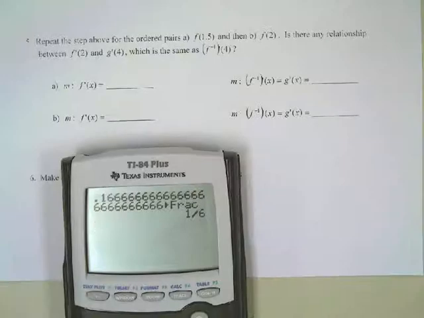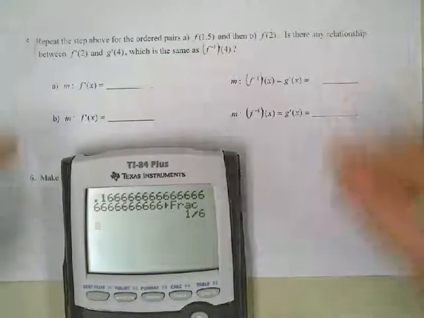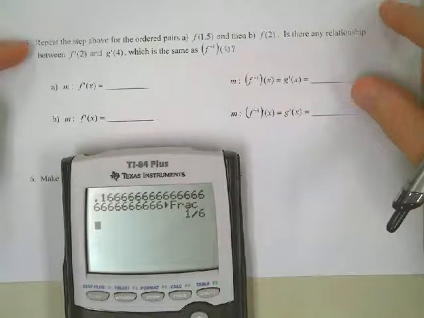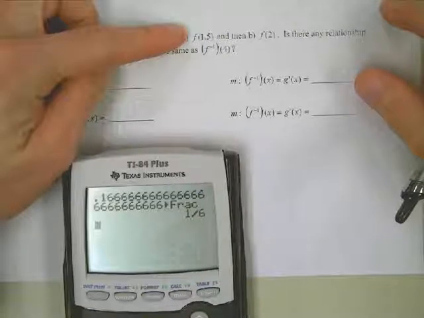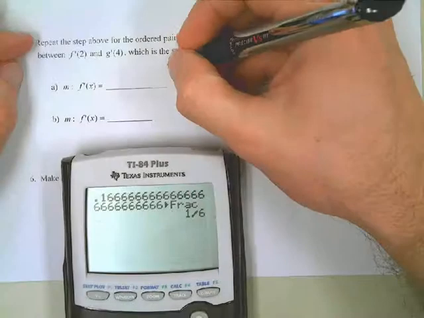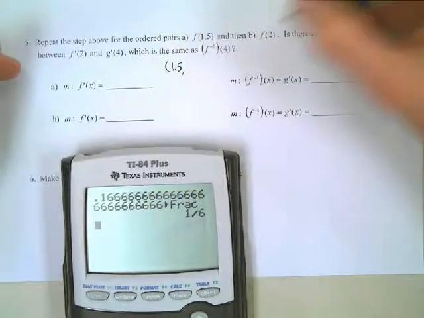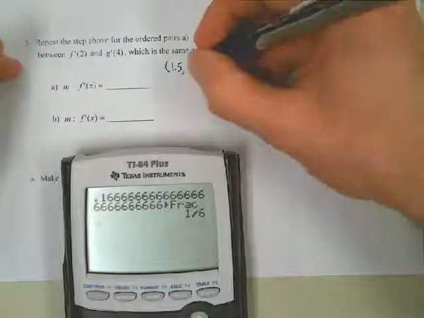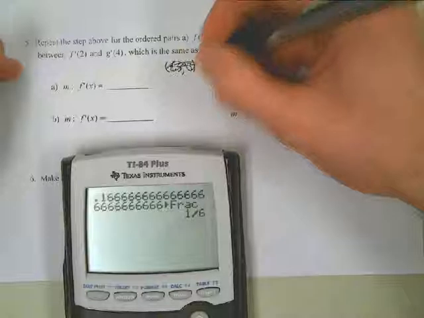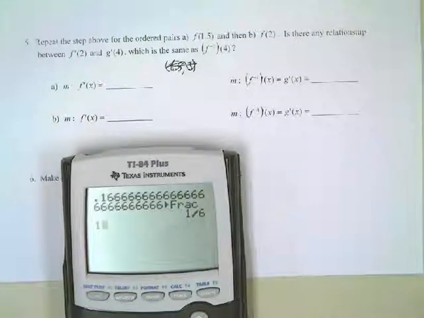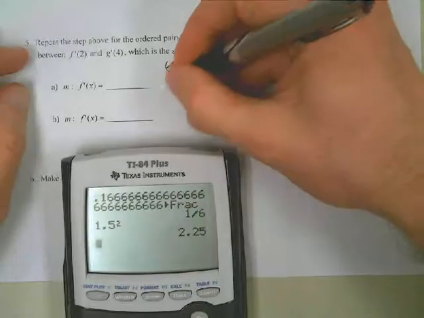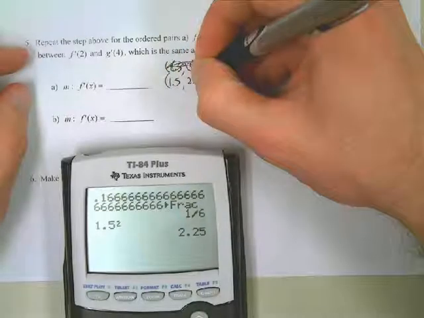It says repeat the step above for the ordered pairs A, f of 1.5, and B, f of 2. So our ordered pair there would be what? 1.5, comma, did anyone figure out the matching y coordinate? 3? Thank you. No, it's not 3. Wait a minute. 1.5 squared, I'll just do it real quick. 2.25. Yeah, that's right. I should have known that. And then I got 2 and 4. Wasn't thinking right. 1.5, comma, 2.25.